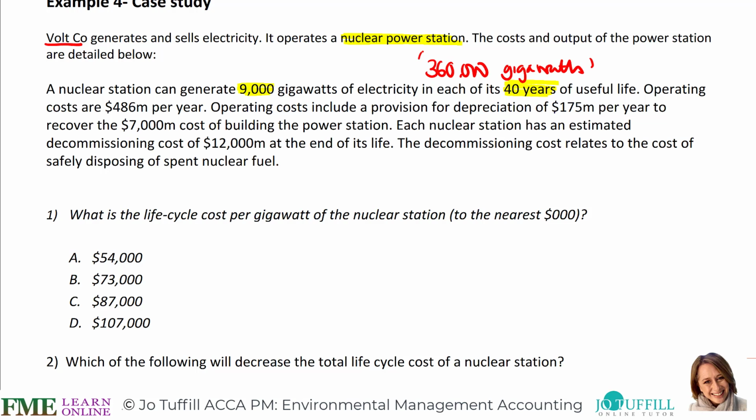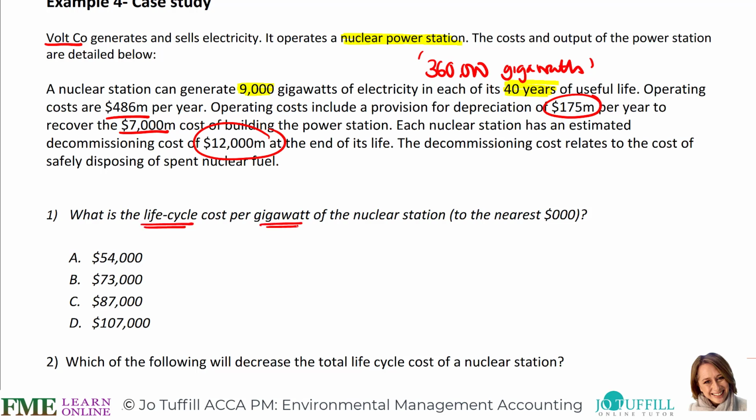Operating costs are 486 million for the year, but operating costs include a provision for depreciation of 175 million. This is to recover the 7 billion cost of building the power station. Each nuclear station has estimated decommissioning costs of 12 billion at the end of its life.